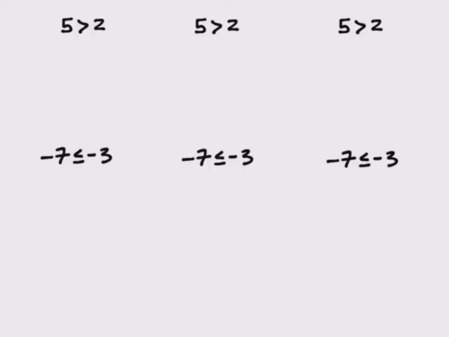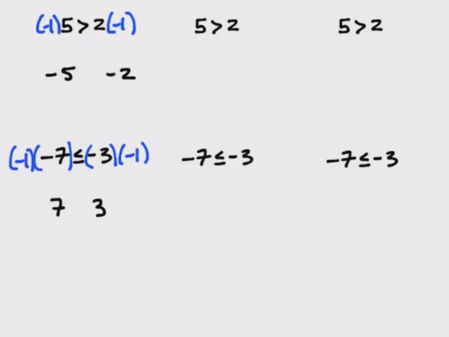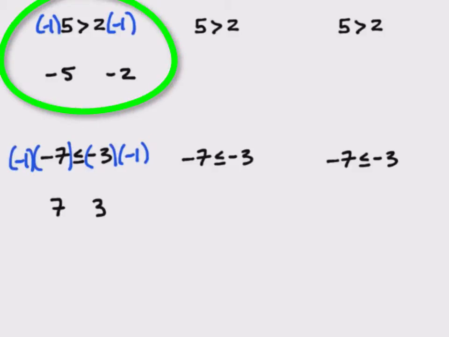Now, what happens if we have an inequality and we start multiplying or dividing both sides by a negative number? Well, let's start with the easiest negative number, -1. So let's start by just multiplying each of these inequalities by -1, and let's see what happens. Very interesting. Let's look at our first example.